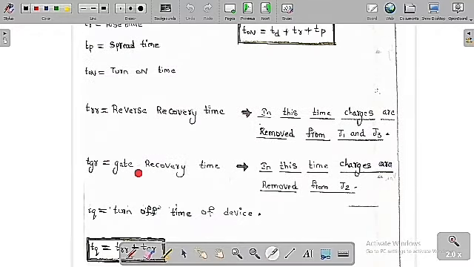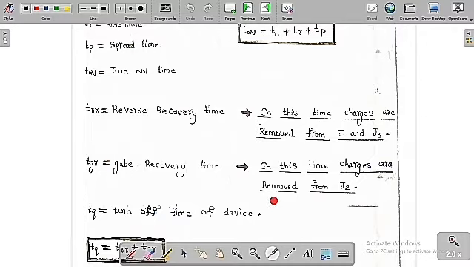TGR is called the gate recovery time. It is the time for which the current goes from minus 0.25 IRM to 0. In this time, charges are removed from J2. So in TRR we remove the charges from J1 and J3, and in TGR we remove all the charges from junction J2. So overall we remove all the charges from J1, J2 and J3.